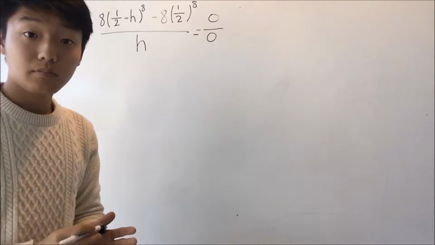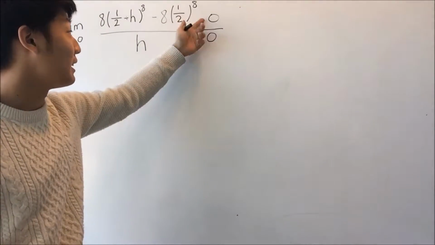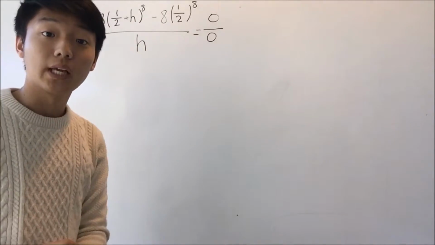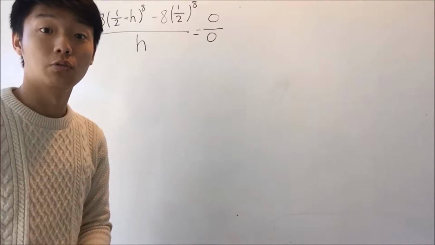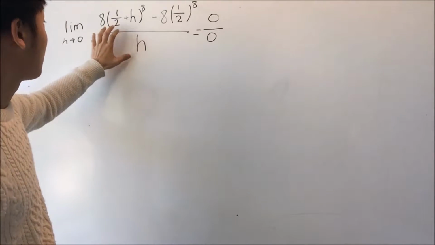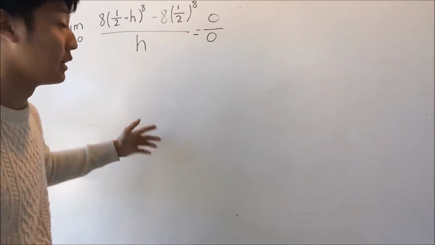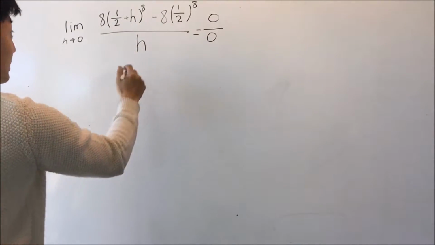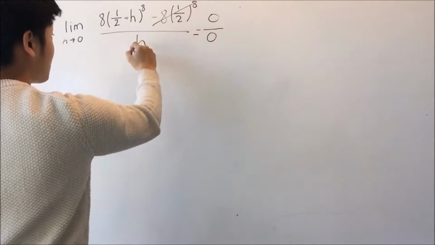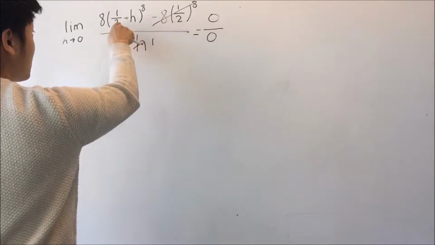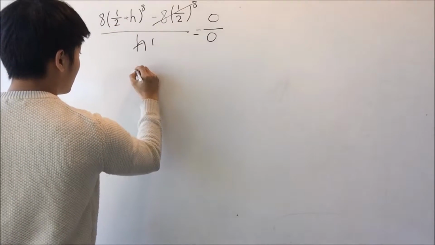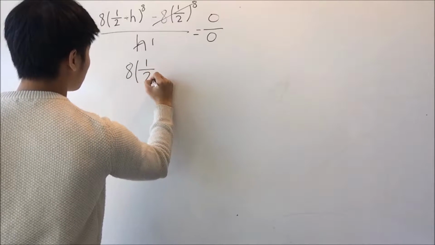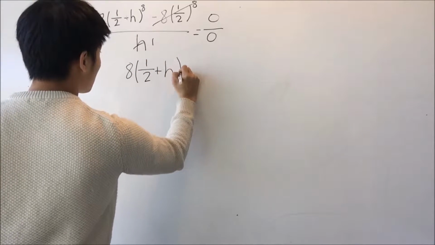Now, because we have proved that it is 0 over 0, we can use L'Hopital's rule. So let's differentiate the bottom and top and plug in 0 again. When we differentiate this, first this will cancel out and this will become 1. So let's ignore this 2 and solve 1/2 plus h to the 8th.